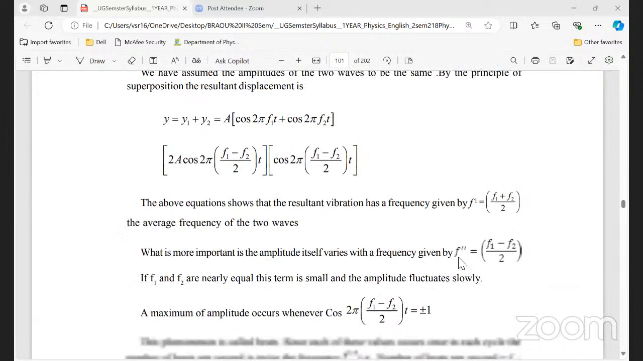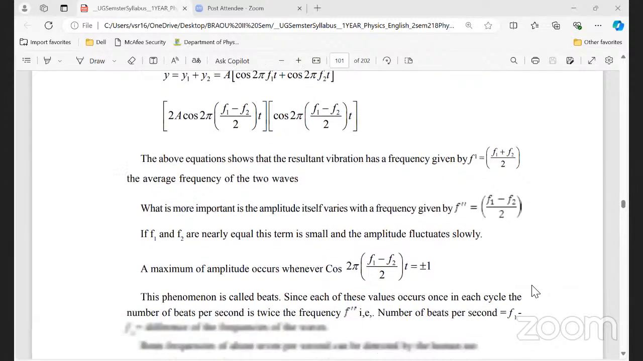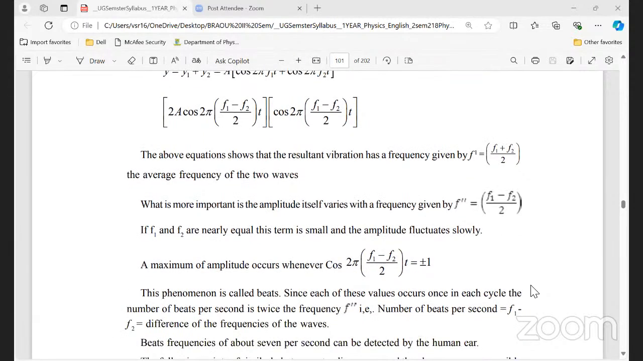So the resultant vibration has frequency (f1 plus f2) by 2, which is the average frequency of these two waves, and the other term differs, that is f1 minus f2. One frequency is reducing, the other is increasing.